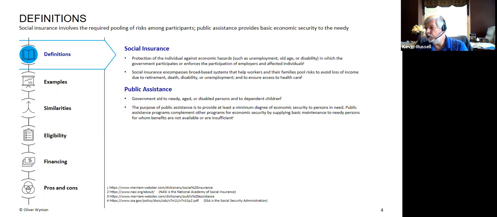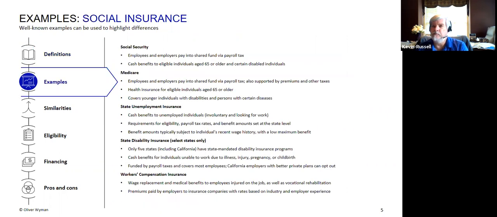Okay. Moving on to slide 5. Examples of social insurance. First, we'll look at Social Security. Employees and employers pay into a shared fund via payroll tax, and then cash benefits are paid to eligible individuals 65 and older and certain disabled individuals.